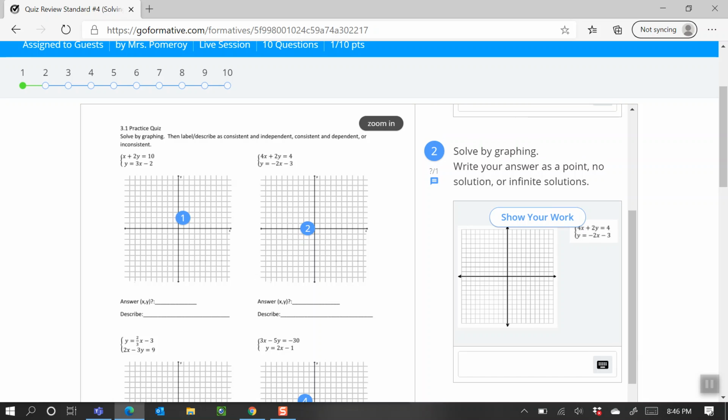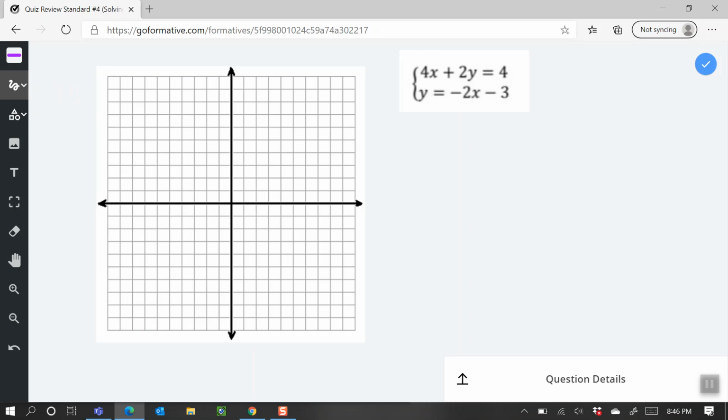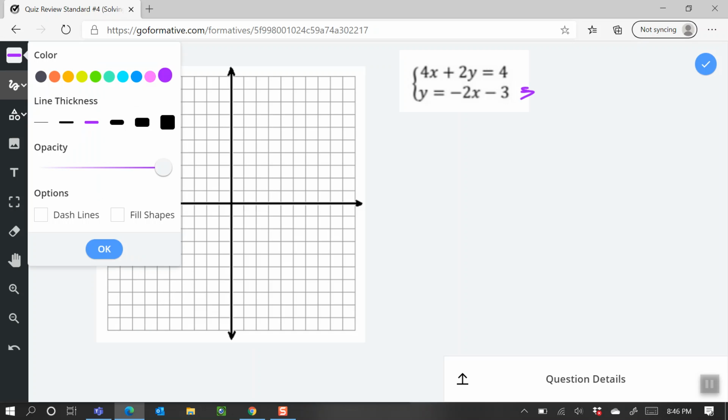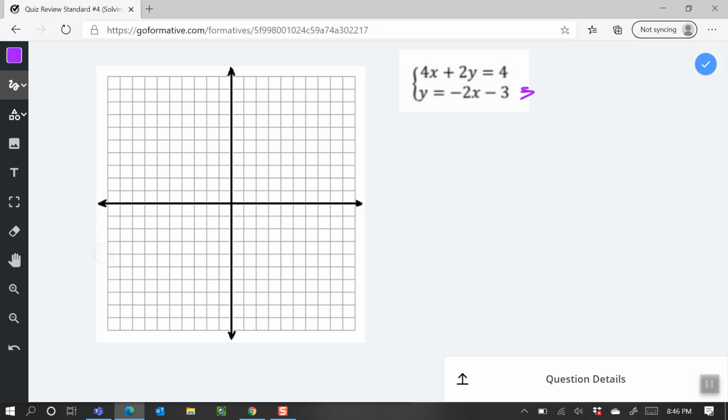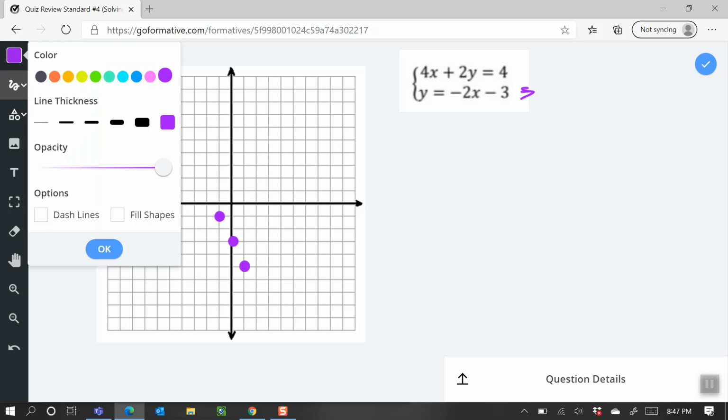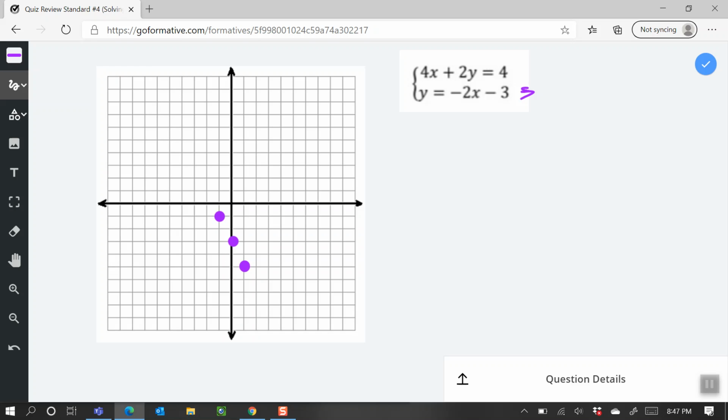Go to number 2. So I'm going to do purple on this one here. It's already solved out. So thickness 6, -3. Slope's -2/1, so down 2/1, up 2/1. Change the thickness. Change the line.